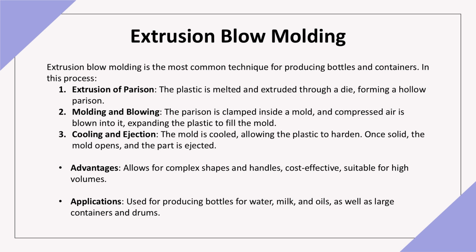Parison extrusion. The plastic is extruded as a hollow tube. Molding and blowing. Compressed air expands the parison. Cooling and ejection. The plastic hardens and the part is ejected. This process is suitable for high-volume production of containers and bottles.